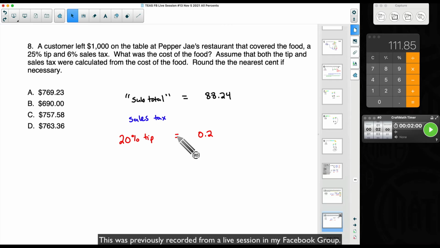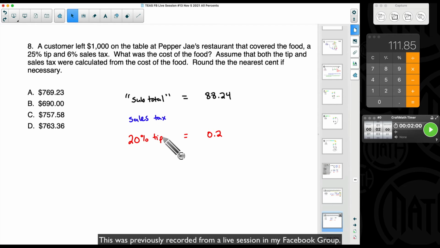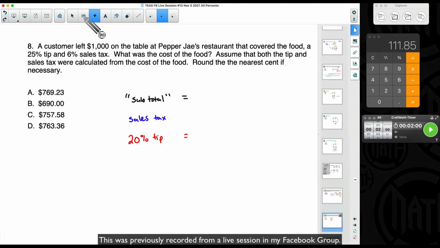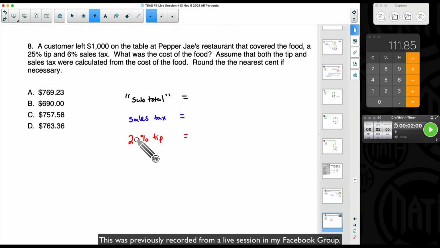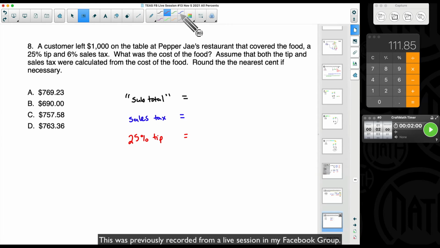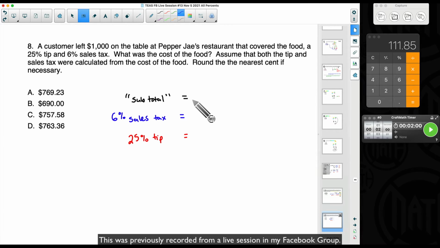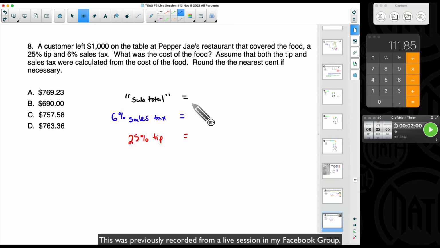We got subtotal, we got sales tax, and we have a tip. Now, obviously, some of these numbers need to be erased. And let's see here. So the 20% tip is now a 25% tip, and the sales tax is now 6% sales tax. Now, these are the 3 things. Now, I know it's tempting to pick B. B is not correct, unfortunately.